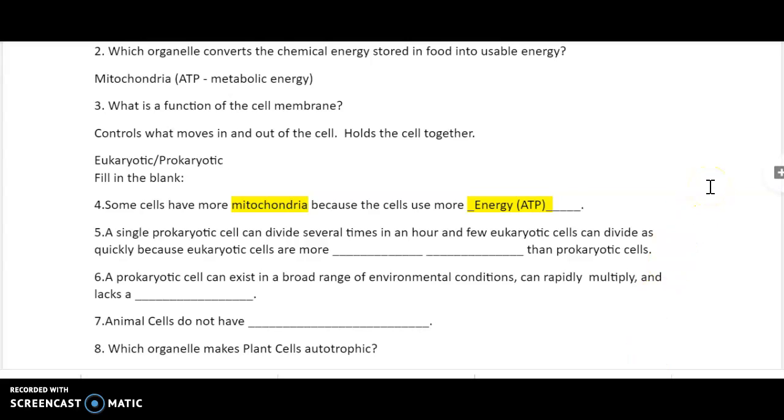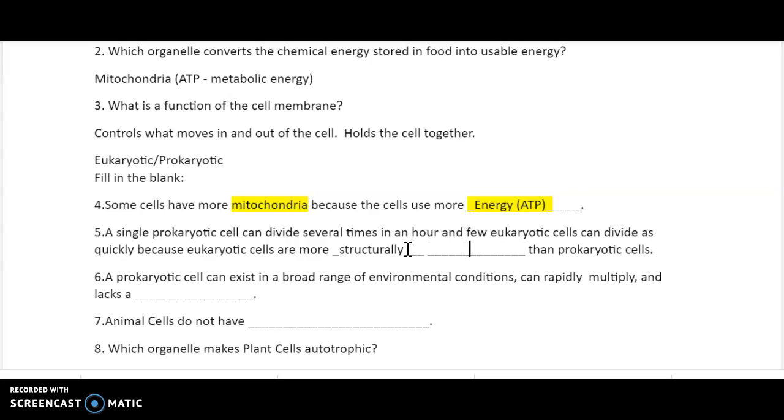Number 5, a single prokaryotic cell can divide several times in an hour. Few eukaryotic cells can divide as quickly because eukaryotic cells are more blank than prokaryotic cells. Well, the eukaryotic cells have a nucleus and an ER and a Golgi and all those things that they have to copy. So they have to be able to copy all those. They have to make new organelles that are more structurally complex. So it takes them a lot longer to divide. So we're going to put structurally complex here. Their structure is much more complex, which means they have to make a lot more stuff before they're ready to divide.